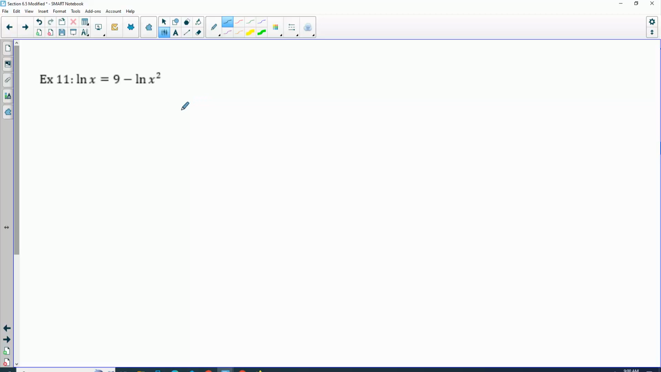Natural log x equals 9 minus the natural log of x squared. When I look, these two have a natural log. We are trying to isolate the log. That means we want a single log on one side. So what I'm going to do is add over the natural log of x squared. If these logs are added, how do we combine their arguments? Multiply. X times x squared would be x cubed.